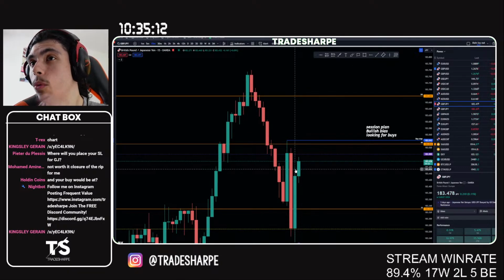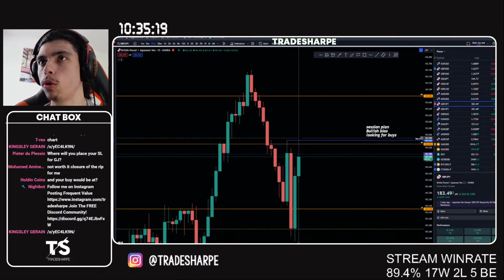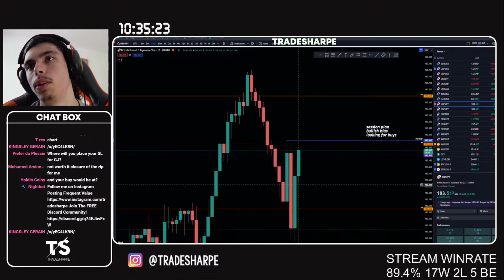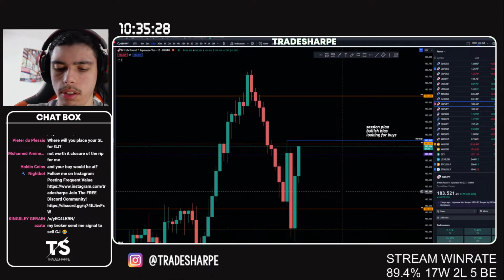Ideally, what I would love to see is price just mess around for 8-9 minutes and then close above after 8-9 minutes. Because then I could put my stop loss below this candle here. But let's see, we're about to break through now. Let's have a look.